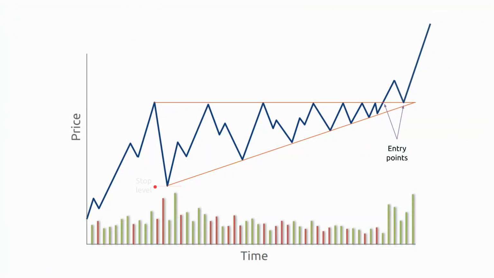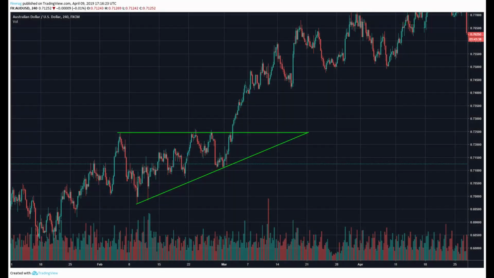So stop placement. A stop loss is placed just below the lowest bottom within the triangle formation. If price hits this level, it's time to sell or go short. And your target is pretty straightforward. You just measure the distance between the lowest point in the triangle and the horizontal line across the top of the pattern. And then you extend this distance above the entry point. It's that simple.